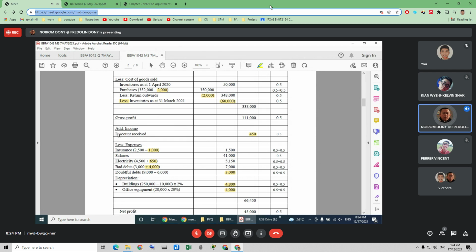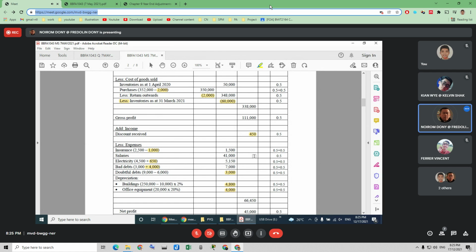And then we have add income. So because of the adjustment on the trade payable control account, we need to include this discount receipt 450. Then no more other income. Then the expenses. Okay, so insurance we have done adjustment. Salary you take as it is from the balance 41,000. Okay, we have adjustment on electricity, bad debts. We have done also the doubtful debts and also depreciation. Okay, then add all together. So the total amount of the expenses is 66,450. Again, you need to put a bracket here.